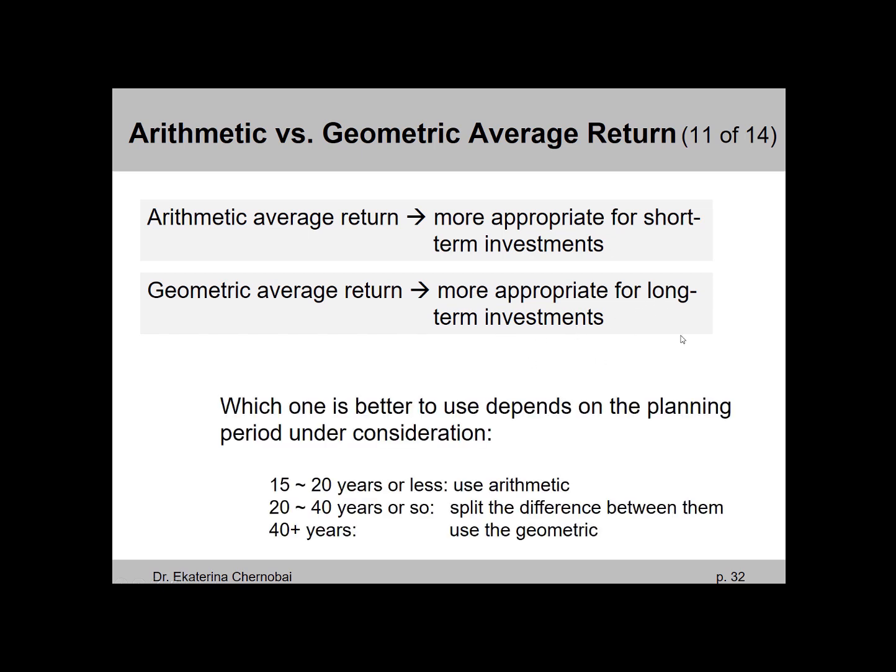for long-term investments. The rule of thumb that the book recommends: arithmetic is good enough to use if you invest for under 20 years, because in real life the arithmetic and the geometric results would be so close that it's not worth calculating the geometric one. The geometric one is definitely the one to use if the investment period is longer than 40 years, because it's a very different number from the arithmetic average.